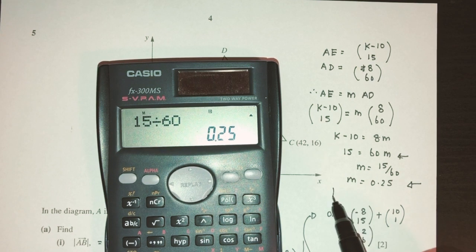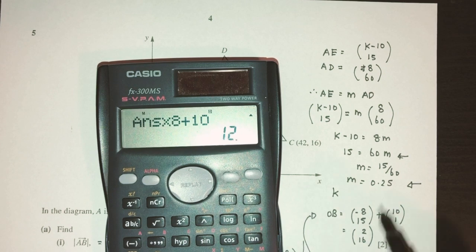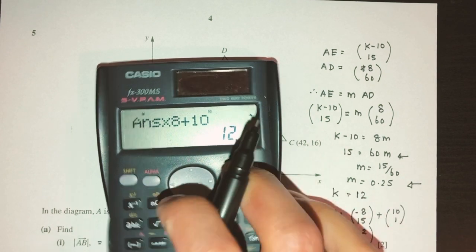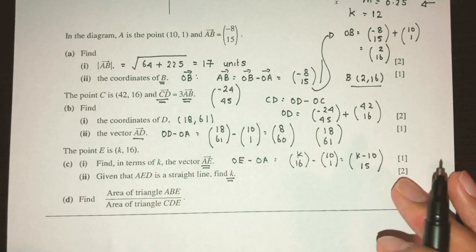And to find the value of k, that will be 8m plus 10. That will be 12. So here you go. The value of k has to be 12.